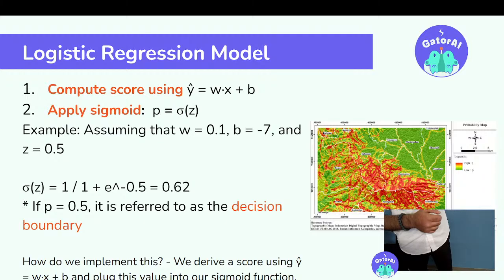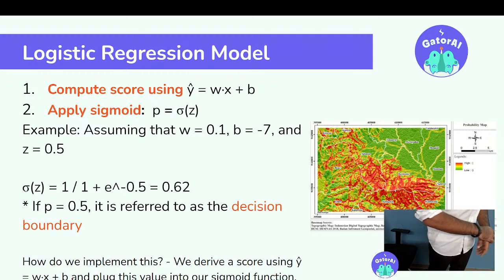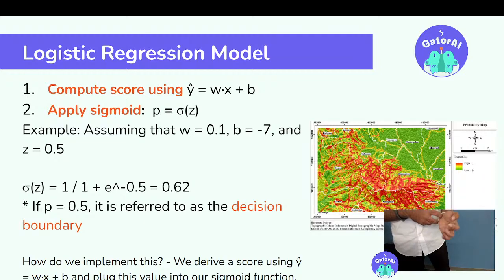So we have an example here. Let's say our weight is 0.1 and our B is -7. And for some input we decide to implement, our Z value is 0.5. So if you plug it into this function, you ultimately get 0.62. So you have a 62% probability that it belongs to the positive class.